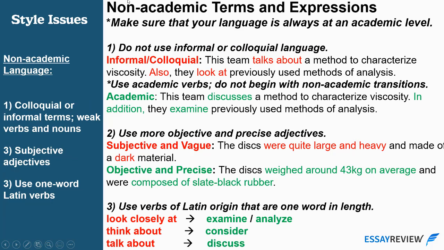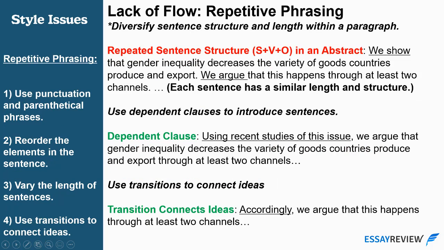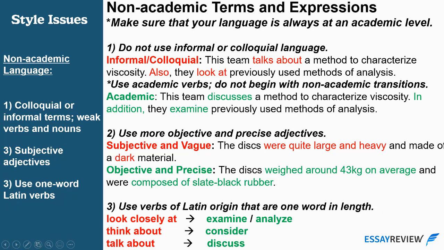Okay, I wanted to go into basics about non-academic terms and expressions. So not using informal or colloquial language, using more objective and precise adjectives. So instead of "the discs were quite large and heavy," be more precise and say the discs weighed around 43 kilograms on average and were composed of slate black rubber.